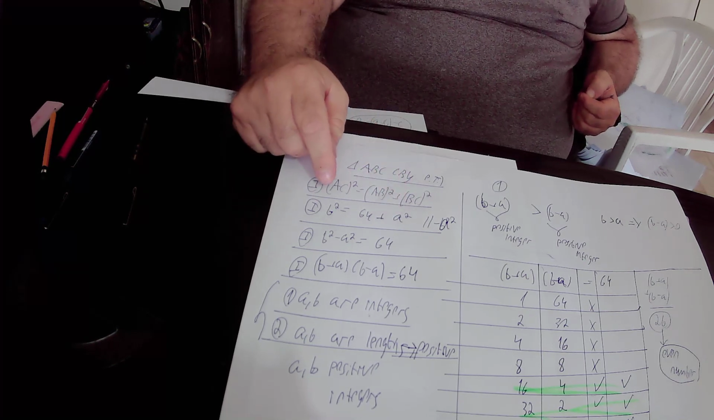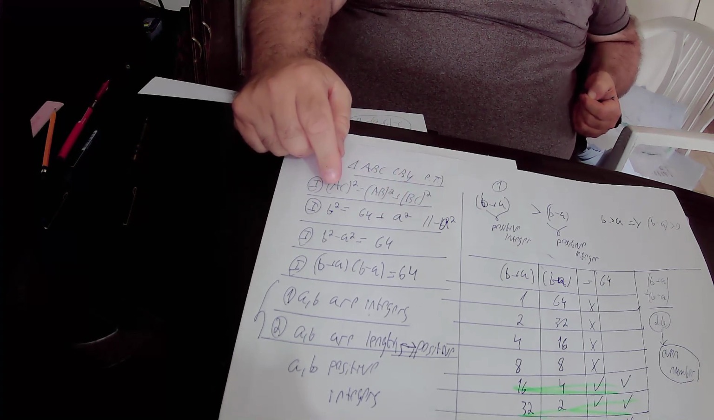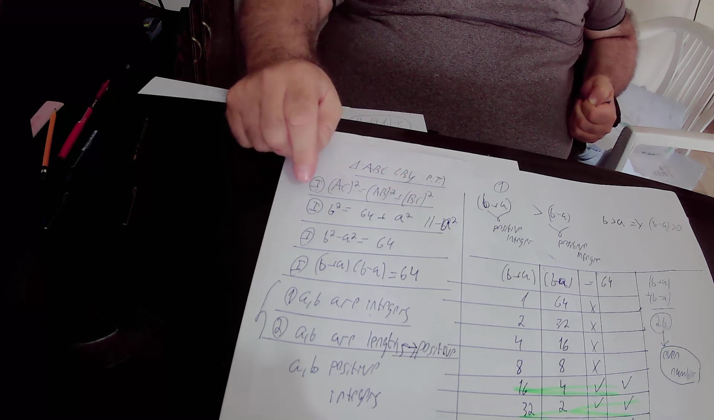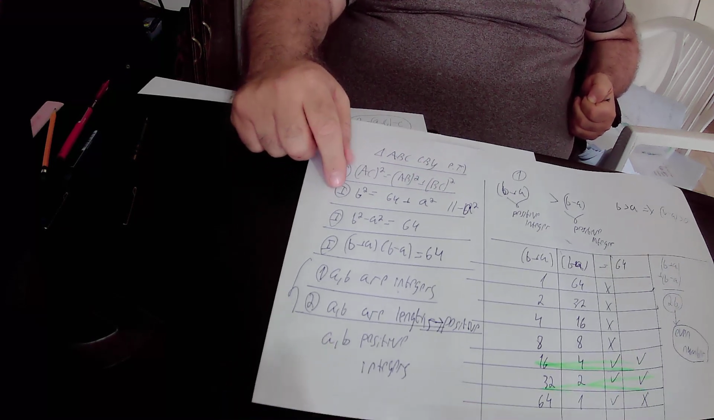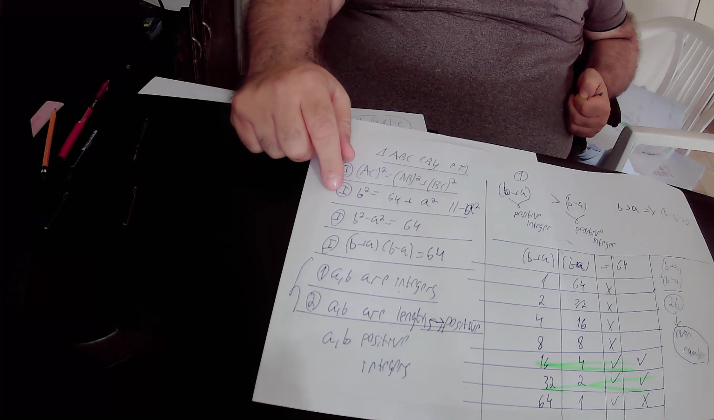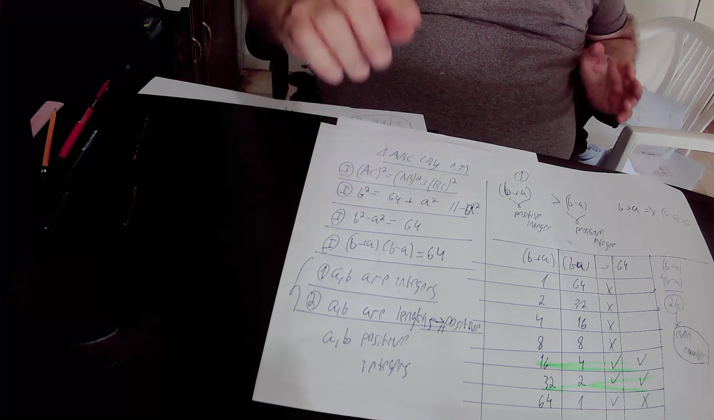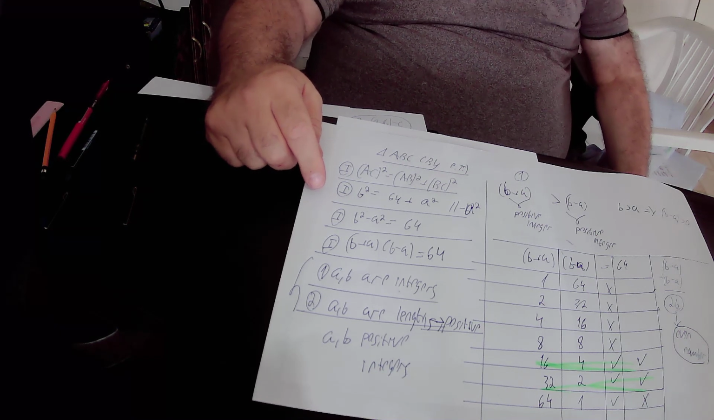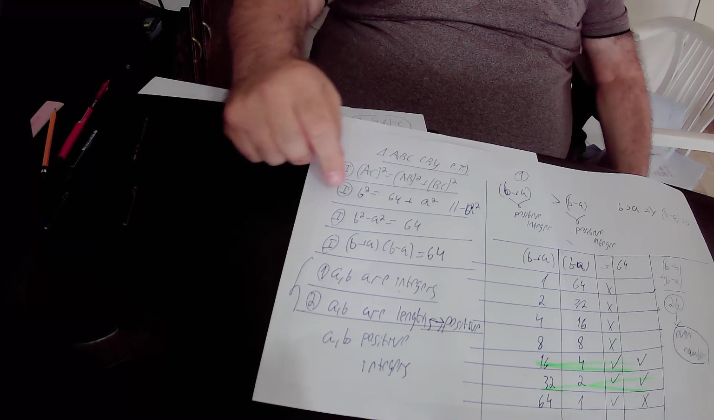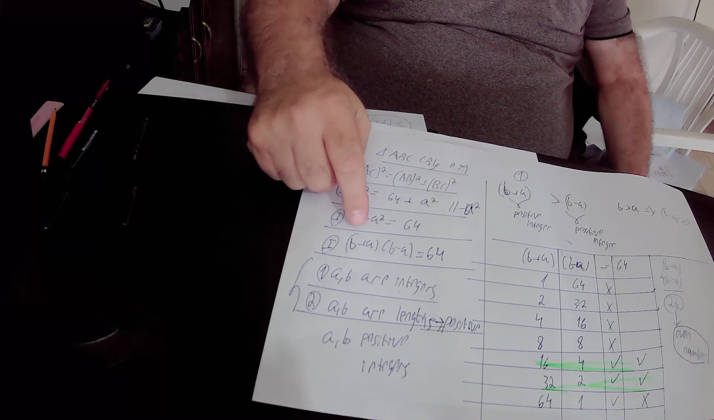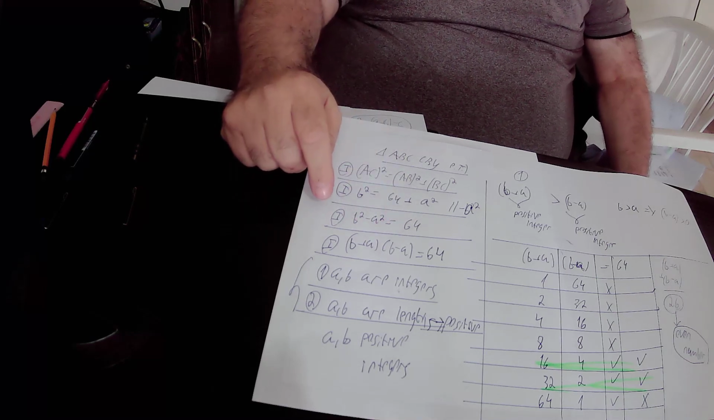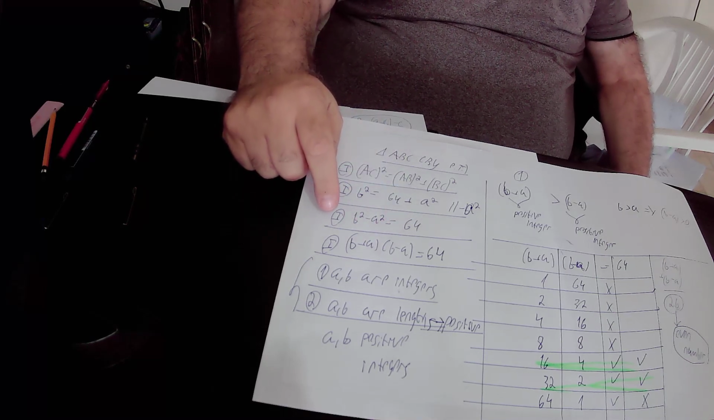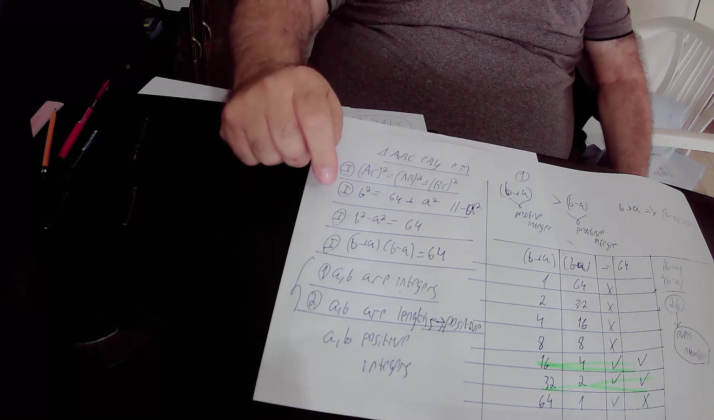So in conclusion, we found out that according to equation number 1, B squared equals 64 plus A squared. We subtracted A squared from this equation and found out that B squared minus A squared equals 64. Here we have the algebraic identity that B squared minus A squared equals B plus A times B minus A. And according to equation number 1, B plus A times B minus A equals 64.